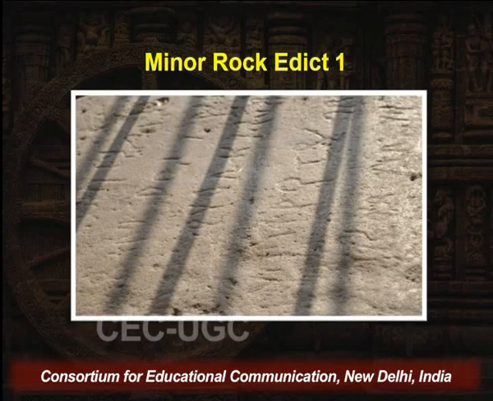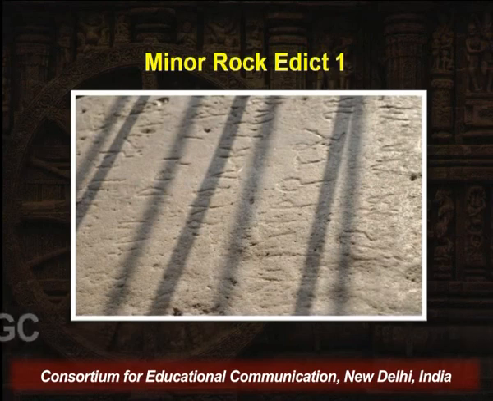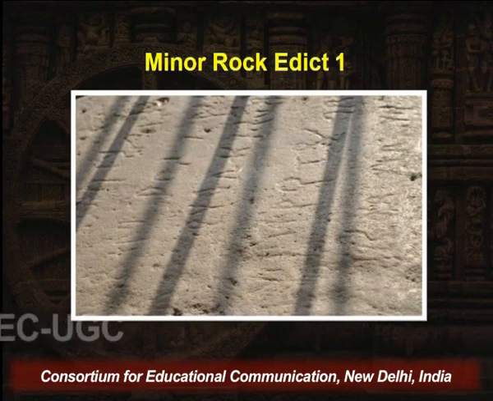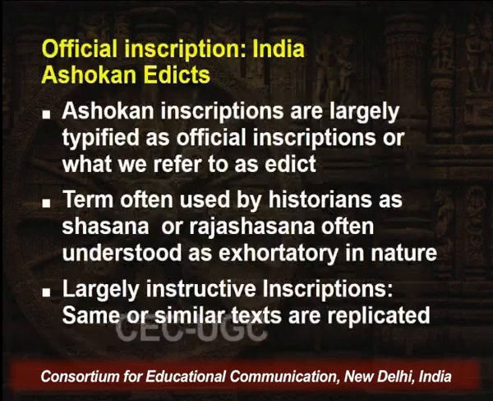The other inscription that we can see, a closer view, is the Minor Rock Edict here. This is in Srinivaspuri in Delhi. This is an inscription that gives us an idea of the formative years of the ruler as a Buddhist, and we can get a sense of his moving towards his policy of Dhamma.